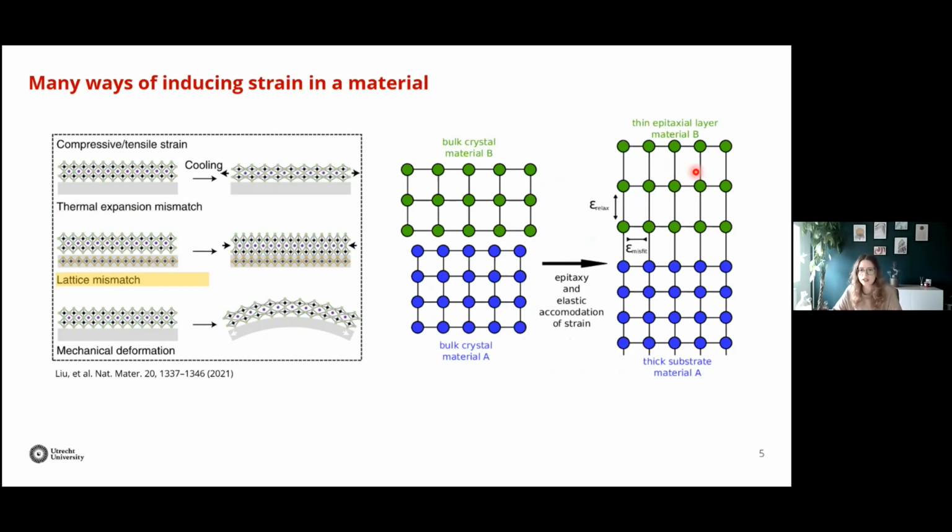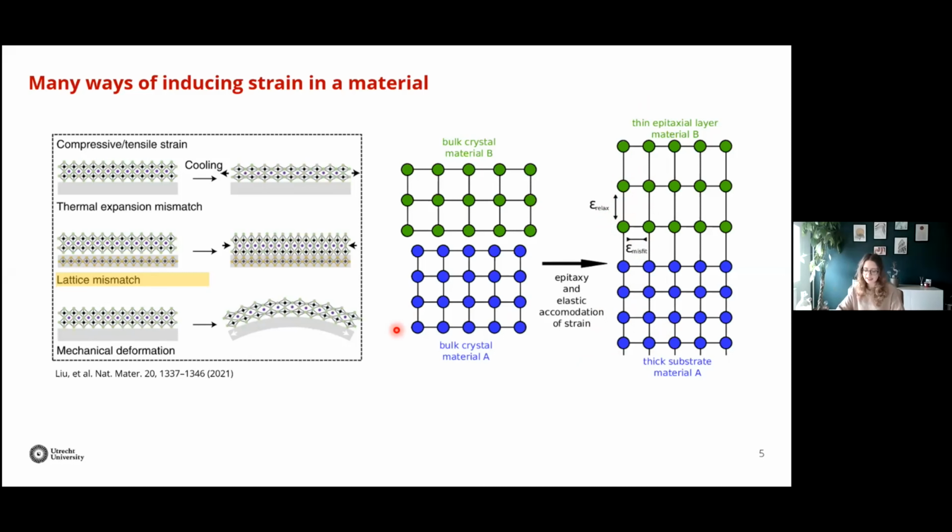Another way of having strain in the material is also by playing with lattice mismatch of materials. So that means that if you have two materials, let's say A and B, and they have the same lattice parameter, they do not have to accommodate strain because they perfectly align one on top of the other. But then if you have materials with different lattice parameters, then you have to accommodate this strain. And that means that you will have a buildup of strain in your material at the interface between them.